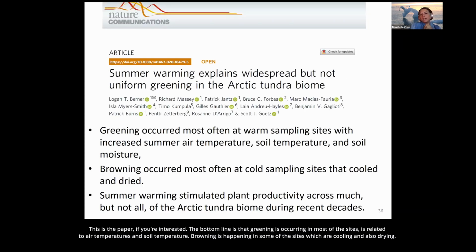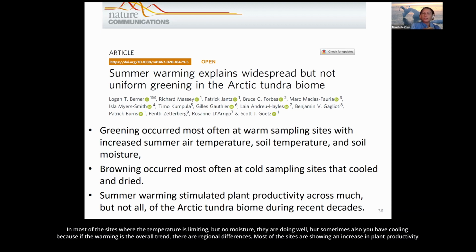So bottom line is the greening is occurring in most of the sites, and is related to air temperature and soil temperature. The browning is happening in some of the sites which are cooling and also drying. Most of the sites where temperature is limiting, but not moisture, are doing well, but sometimes moisture and sometimes also cooling, because even with the warming, it's the overall trend that you have regional differences. And most of the sites are, however, showing an increase in plant productivity.